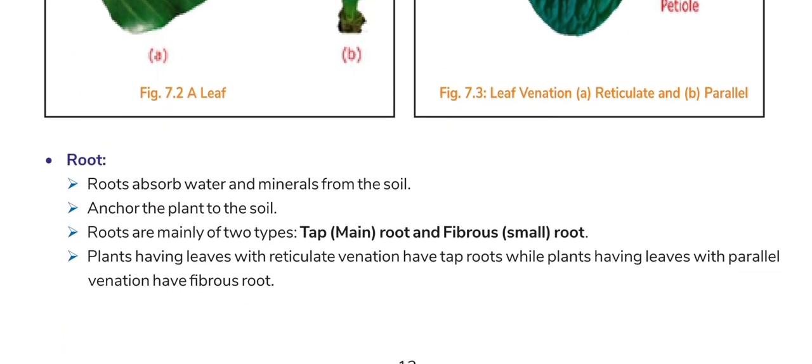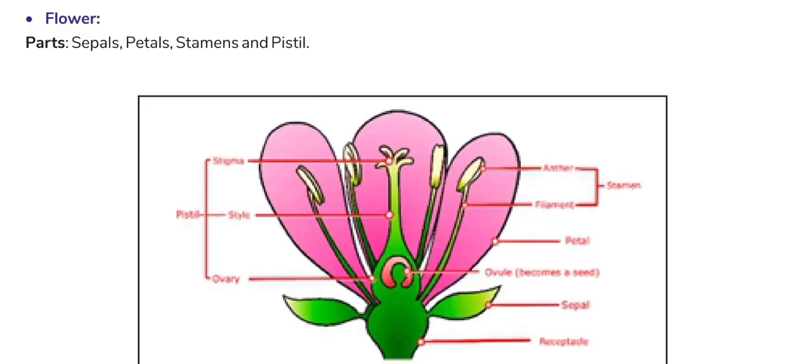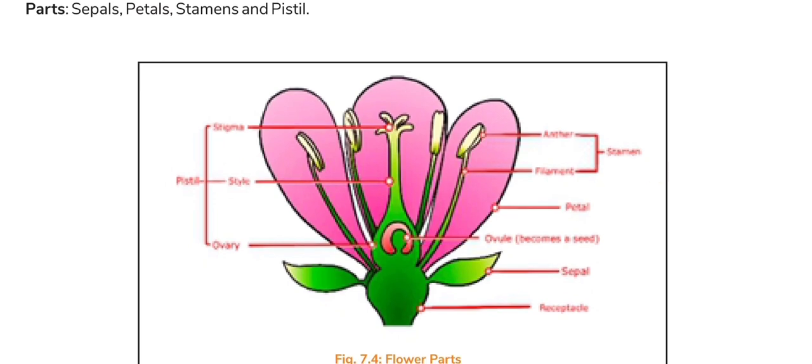Root. Roots absorb water and minerals from the soil. They anchor the plant to the soil. Roots are mainly of two types: tap, the main root, and fibrous, small roots. Plants having leaves with reticulate venation have tap roots, while plants having leaves with parallel venation have fibrous roots. Flower. Parts: sepals, petals, stamens, and pistil.